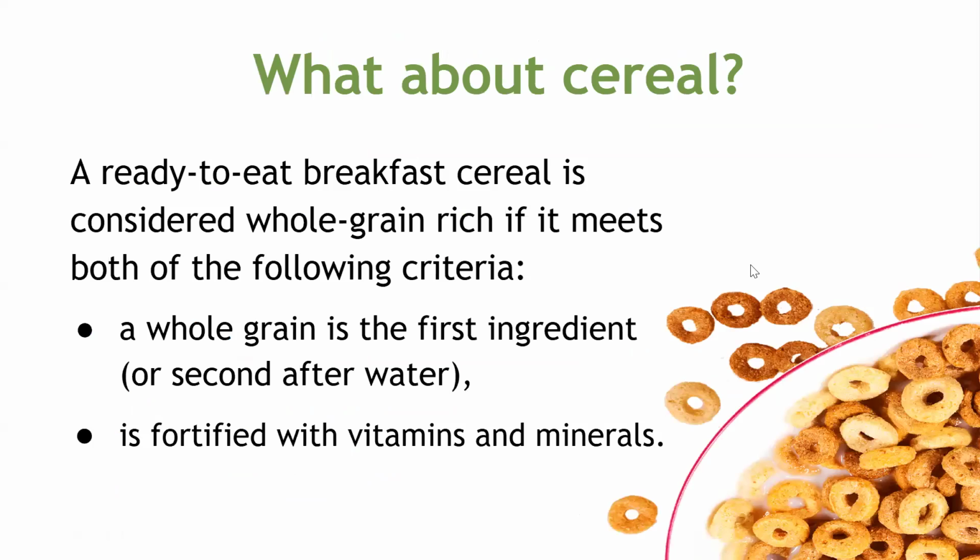All right, so what about cereal? Cereal has a little bit different rules, but the benefit is they're a little more simple. If it's a ready-to-eat breakfast cereal, like a cold cereal you would typically serve with milk, and the first ingredient is a whole grain or the second ingredient after water, and it's fortified with vitamins and minerals, it's considered whole grain. So you don't have to do the rule of 3 with cereal. You just have to verify the first grain and then verify that it's enriched or fortified.